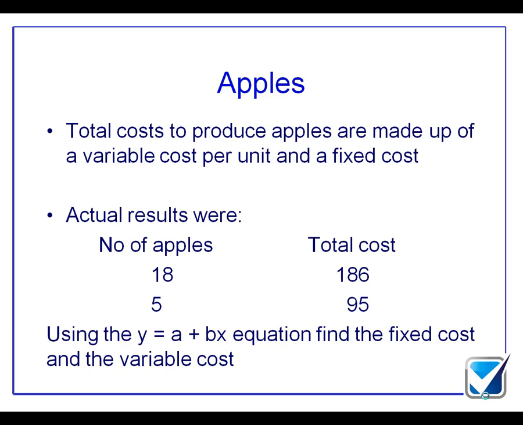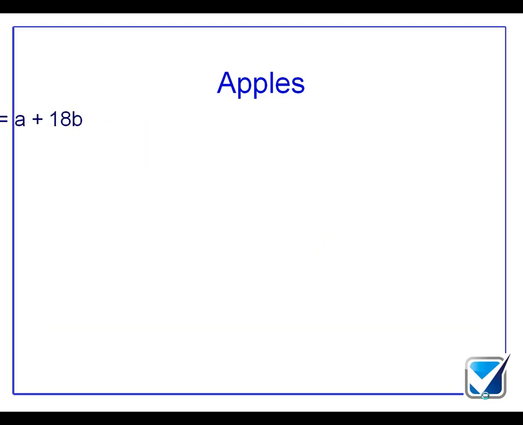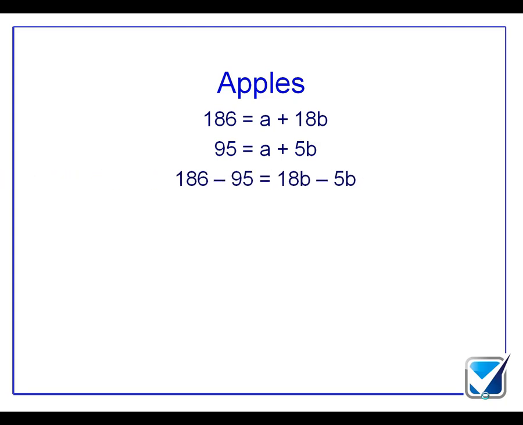Okay, hopefully you have had a go at this. We look at the highest level of production, which is our 18 apples, and then the lowest level of production, which is our 5 apples. We now take the 186 minus the 95. A minus A cancels out. It gives us 18B minus 5B, which means that we end up with 91 equals 13B, which means that my variable cost per unit comes out as $7 per unit.